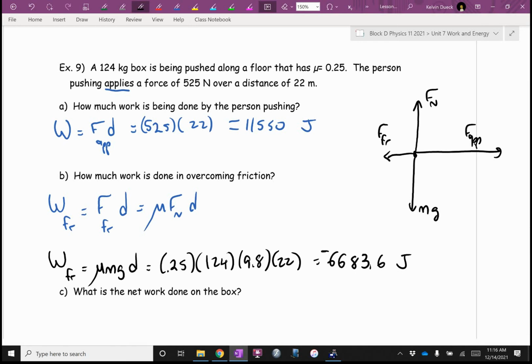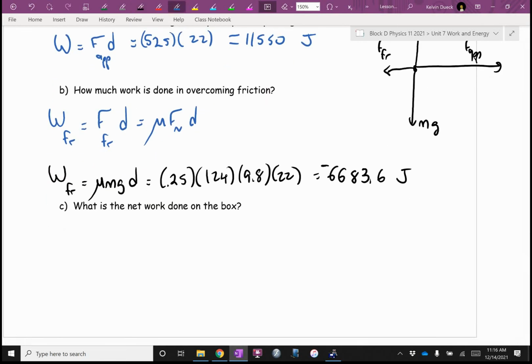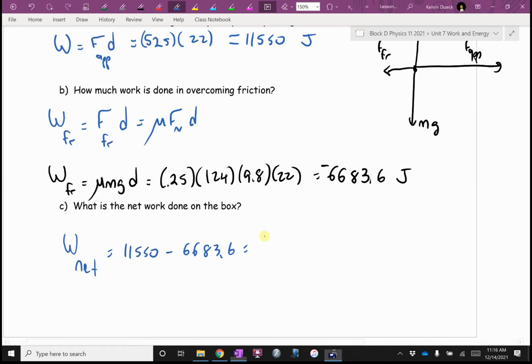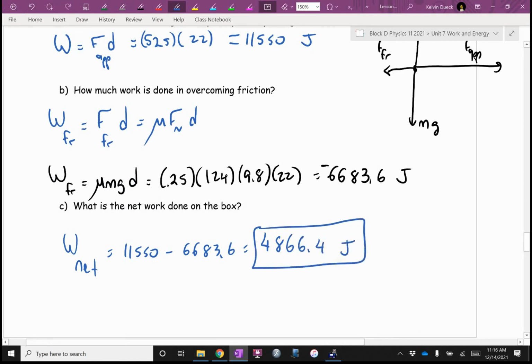C says, what's the net work done on the box? So the net work, what was actually done on the box, the amount of work that went into making the box speed up is going to be 11,550, take away 6,683.6. This is what was left over to make the box speed up. 11,550 minus answer button, and I get 4,866.4 joules of work.